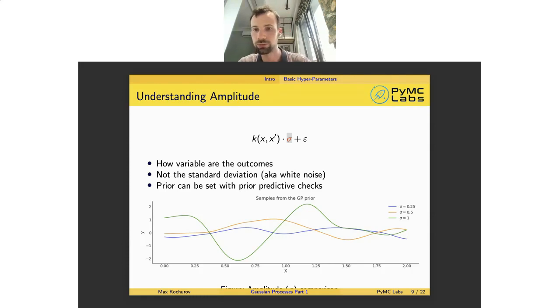I see a question. Is it a fair assumption the larger the length scale magnitude, the smoother the Y output? Yes, it is a fair assumption that the larger the length scale, the smoother the function is. If the length scale is infinity, then we'll just draw that straight line. If the length scale is close to zero, we will have the complete mess on the plot.